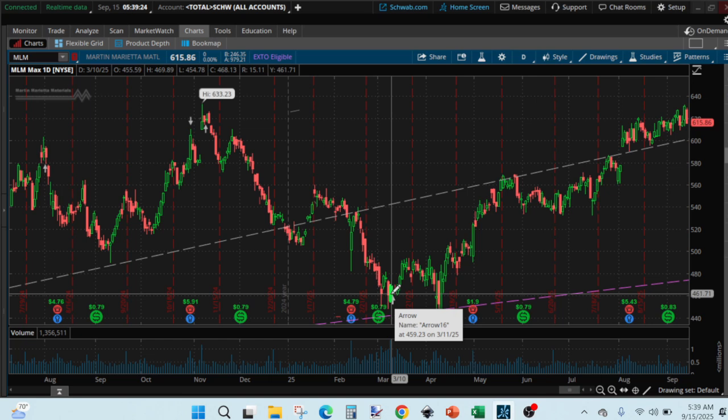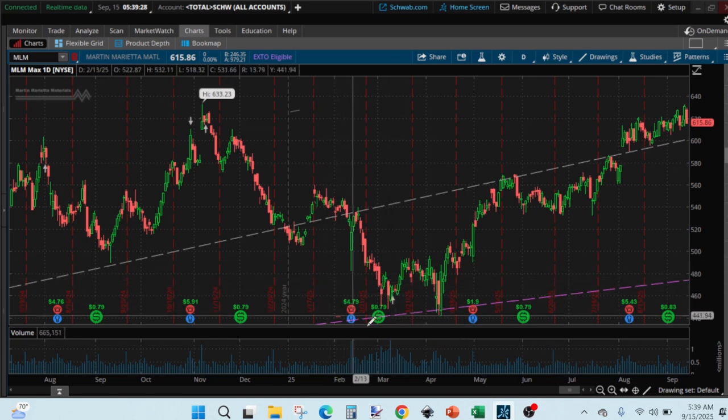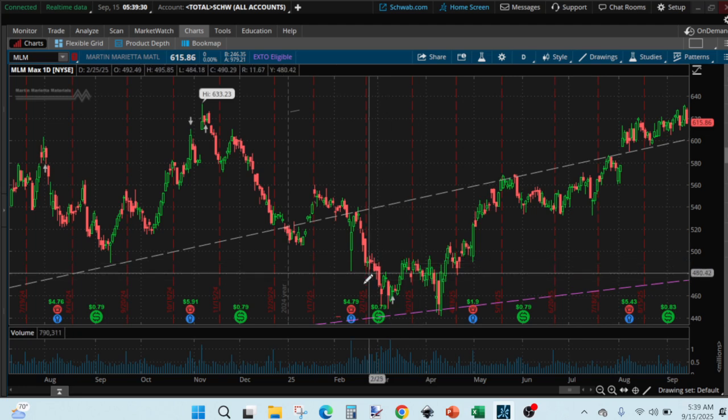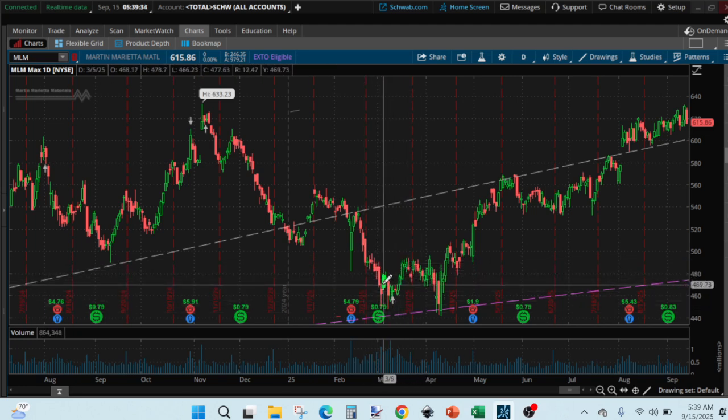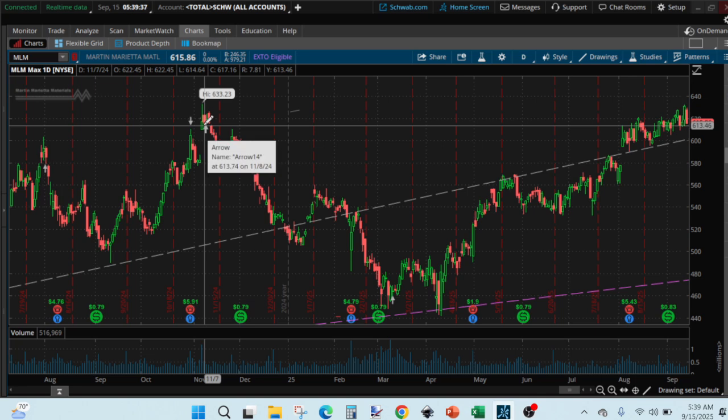So we bought it at the green bar that followed a pullback. This purchase here does not really show technically how we like to enter a trade, because we bought it at a higher price.